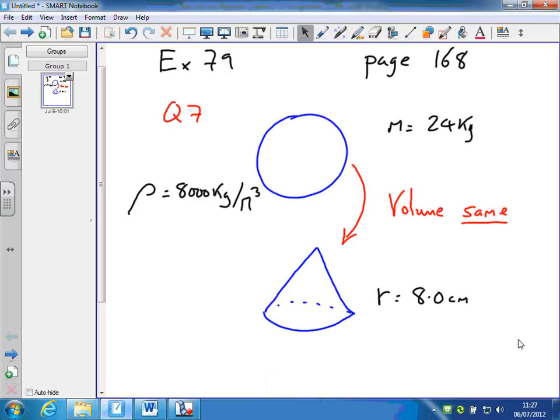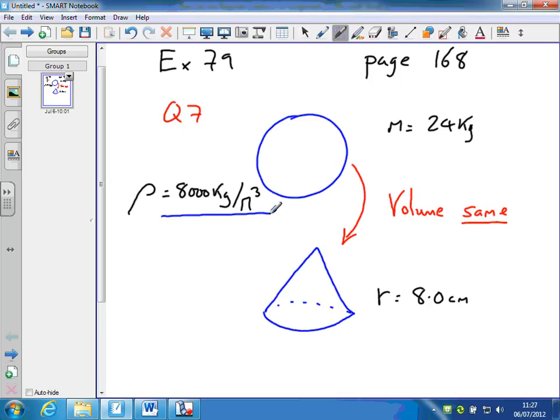Exercise 79 rather, question number 7. So we've got a metal sphere with a mass of 24 kilograms. It says it weighs 24 kilograms, but they mean the mass is 24 kilograms. And that particular material has a density of 8,000 kilograms per cubic meter.